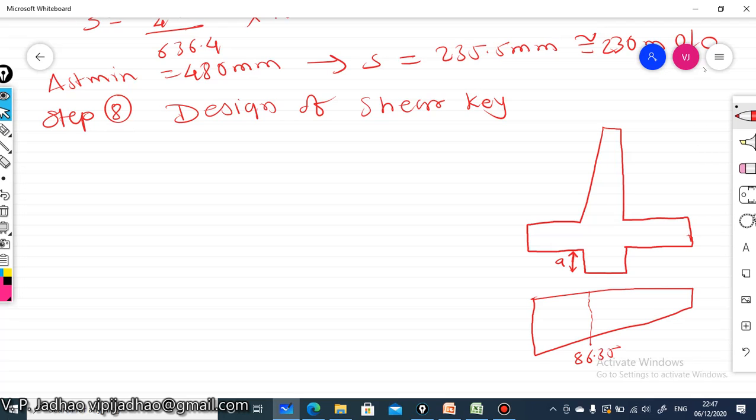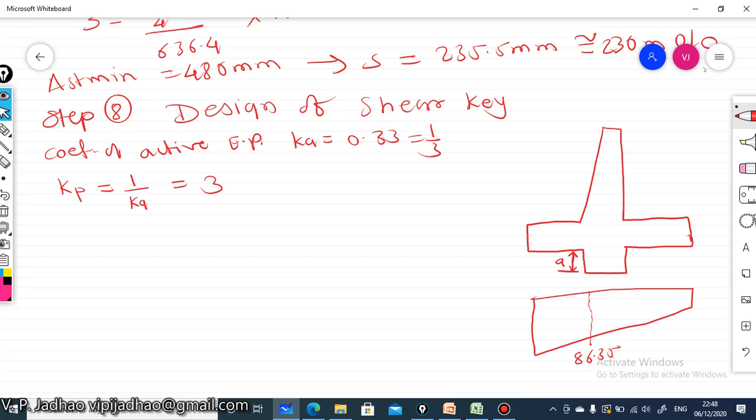Okay. Now we know that the coefficient of active earth pressure we have already calculated. This Ka was 0.33 or 1/3. Therefore coefficient of passive earth pressure Kp will be equal to 1/Ka, which is equal to 3. Now we have assumed this particular projection of shear key is equal to A. Therefore this shear key now will provide some resistance against sliding due to this projection A.